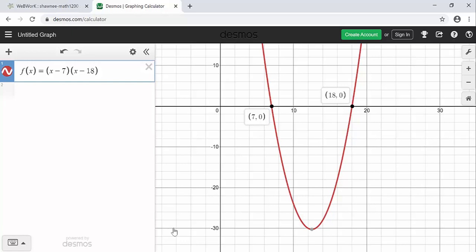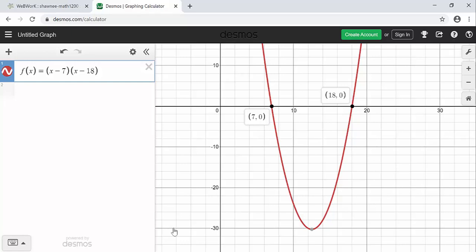Well, we can see from this parabola that the function is above the x-axis when x is less than 7 or when x is greater than 18. So this would be from -infinity to 7 and then from 18 to infinity. And we want to be strictly positive, so we'll have parentheses on our interval.